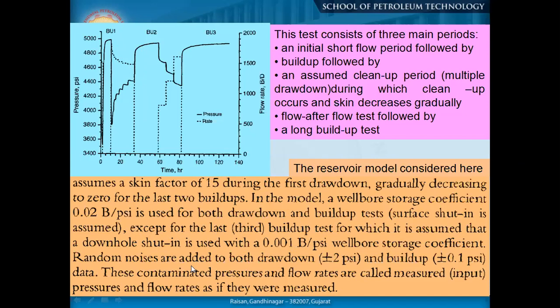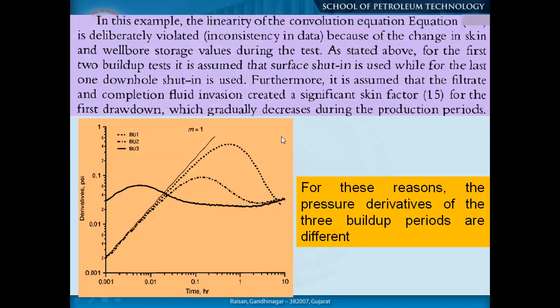The contaminated pressure and flow rate are called the measured pressure and flow rate, as if they were measured. So this is what our two parameters are: recorded and measured in the synthetic data, and this is the sequence of the test. Hopefully, if you remember our initial part on pressure, you could understand this is the wellbore storage effect. In this example, the linearity of the convolution equation is deliberately violated.